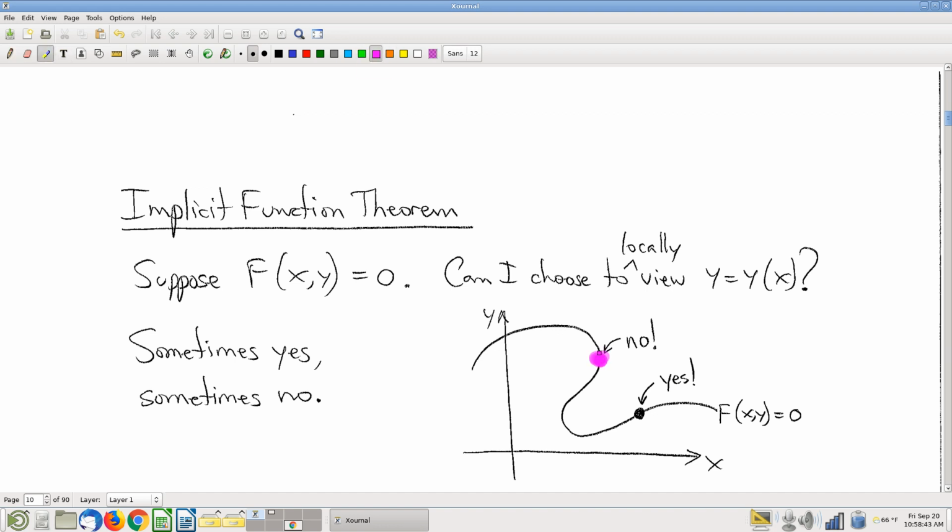Let's look at that point right there. Near that point, even if I look at just the smallest little piece of that curve, near that point, can I view that little piece of curve as being a graph of something? And I'm sorry, the answer is just no. It doesn't even matter in this case, as I have it drawn here, how little of the curve you look at. It's always going to fail the vertical line test. And so, no, you cannot view y as a function of x. This is not a graph in that sense, near that point.